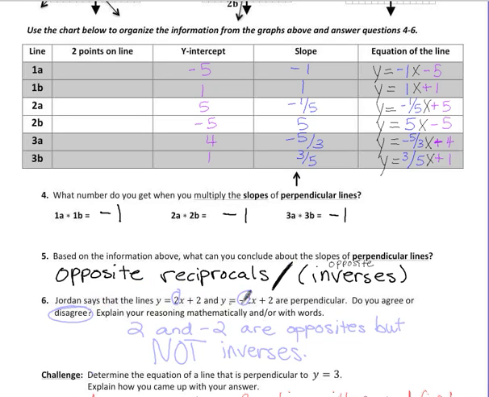And Jordan says that these two are perpendicular. Do you agree or disagree? You should have disagreed because 2 and -2 are opposites, but they are not inverses. You have to have both. They have to be opposites and inverses.